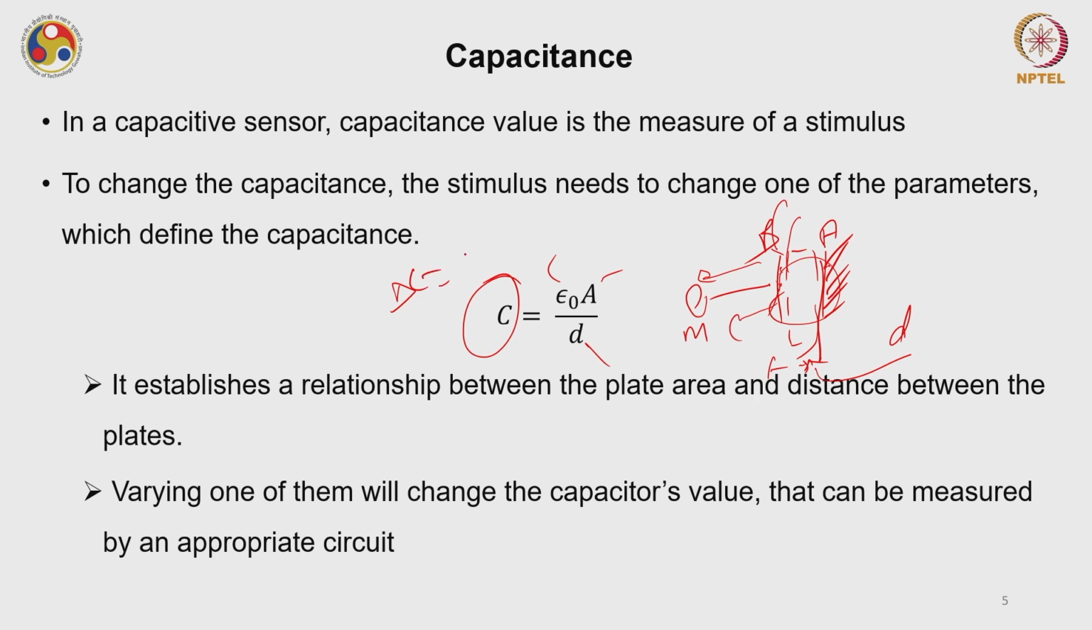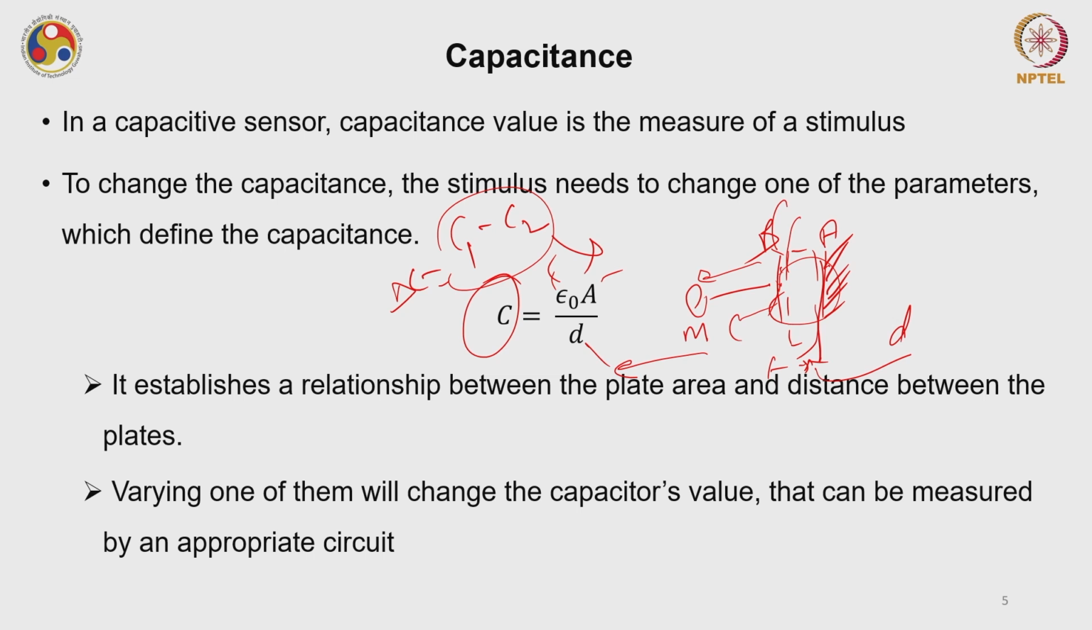Say the initial capacitance was C1 when there was no movement in the object M, and C2 is the capacitance when there is a change in this object's position. So your delta C is C1 minus C2, and based on this you can calculate the relative response of the displacement sensor. So this is just an example.